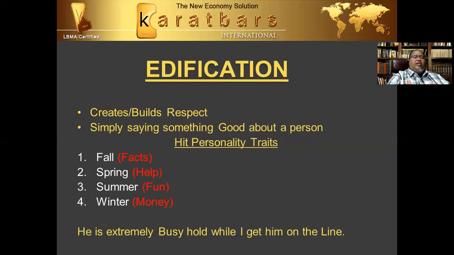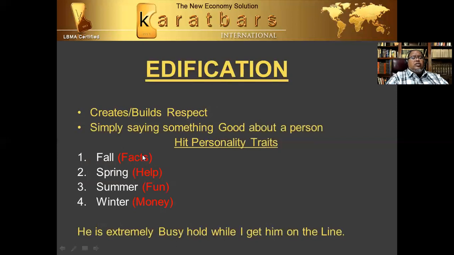So we hit these personality types, and people can be multiple personality types. You can have somebody that's facts oriented, but they are also a winner. So they could be a fall winner. You know what I mean? So they're facts oriented, but they also are interested and like to put their money to work for them.